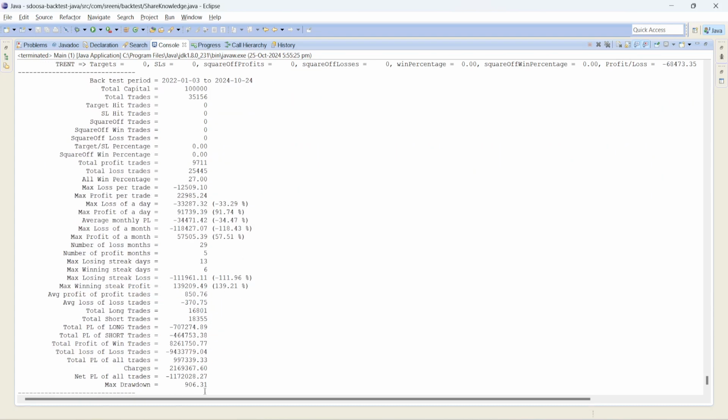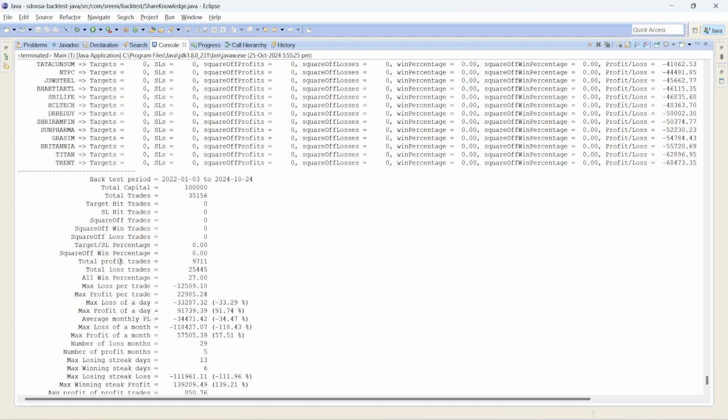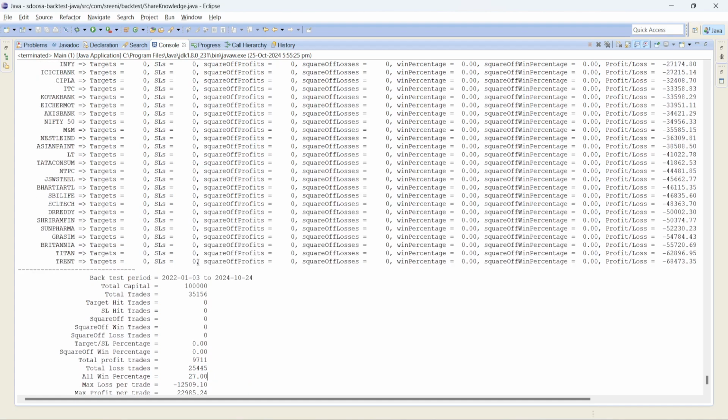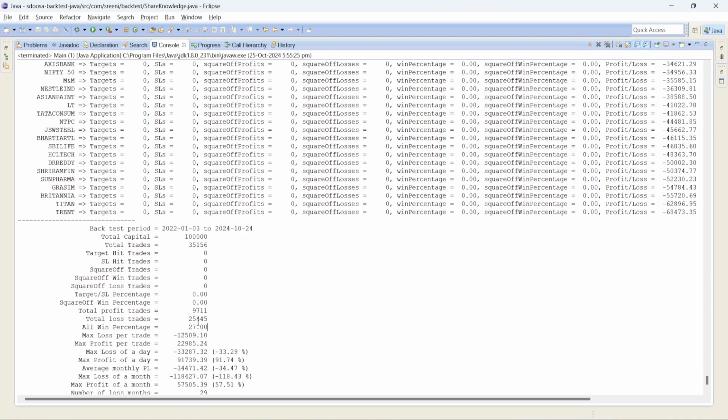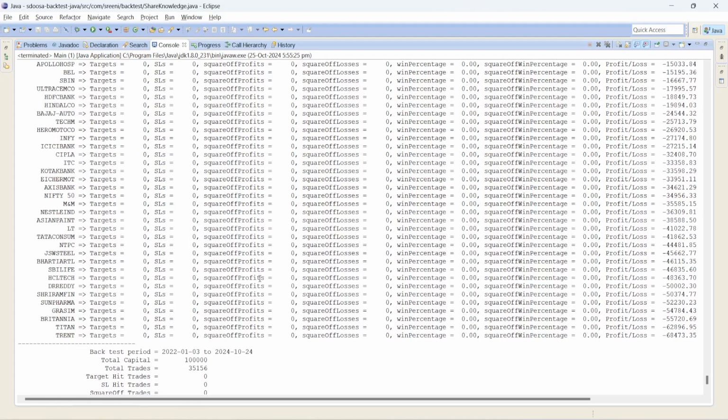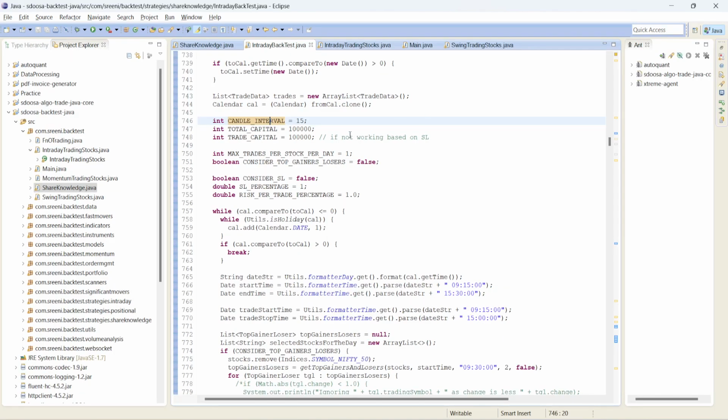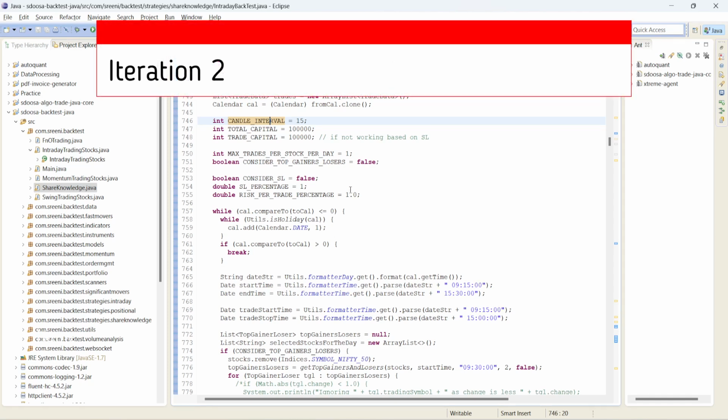Okay, and forget about all these parameters because we don't have any strategy properly here. We just ran the strategy on all the stocks. So in iteration 2, we'll be looking at these properties as well. For now, we can just ignore all these parameters. Okay. Now let's modify some parameters to run the backtest in iteration 2.